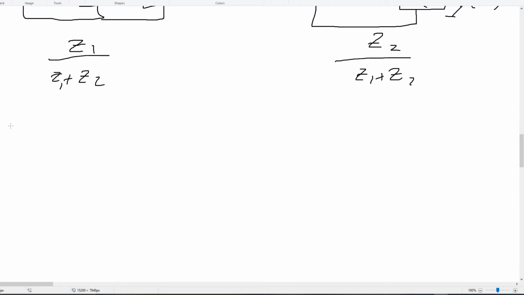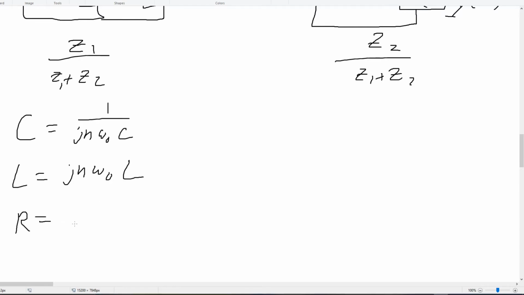One other thing that I want to mention. I'm not even going to continue with the problem here. But when you have a capacitor, that should be equal to 1 over jn omega naught C. So this is for the capacitor. For an inductor, this is equal to jn omega naught L. And for a resistor, this is equal to just R, right?